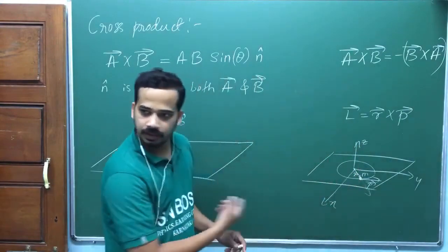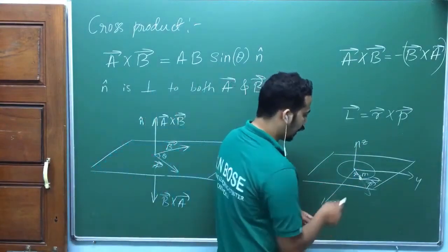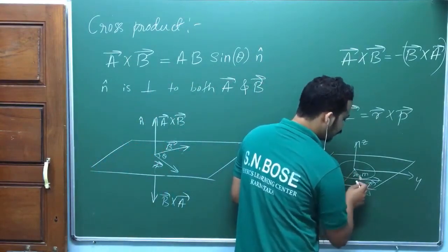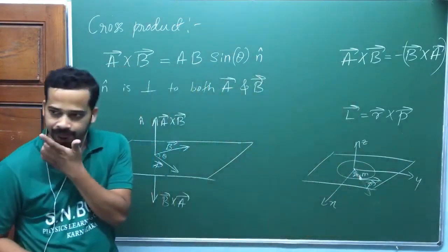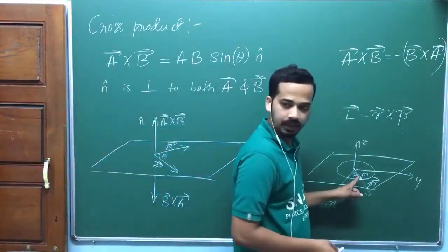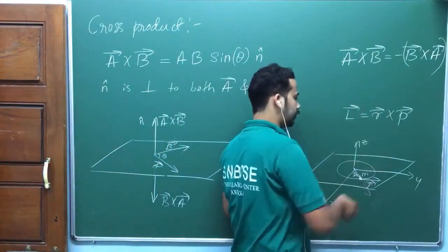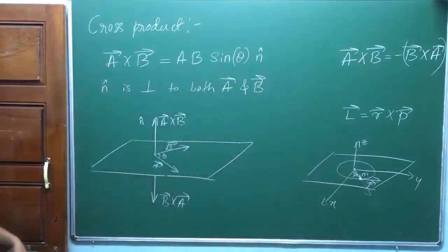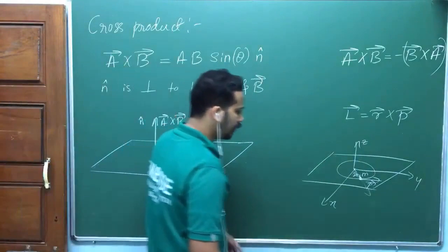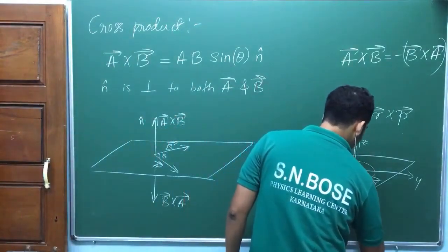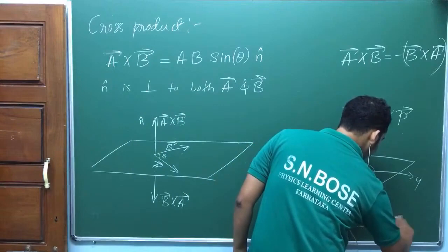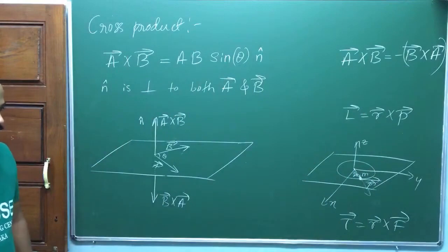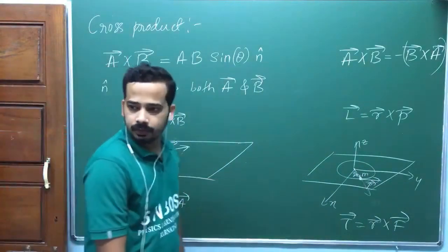If a particle moves on a circle, R and P are the radial vector from the origin and its momentum or velocity, whatever you take. Those are perpendicular. Obviously this R cross P is out of the plane, so we call it the angular momentum vector. Similar to that, we have one more example, torque. Torque is equal to R cross F. That's also a cross product, isn't it?